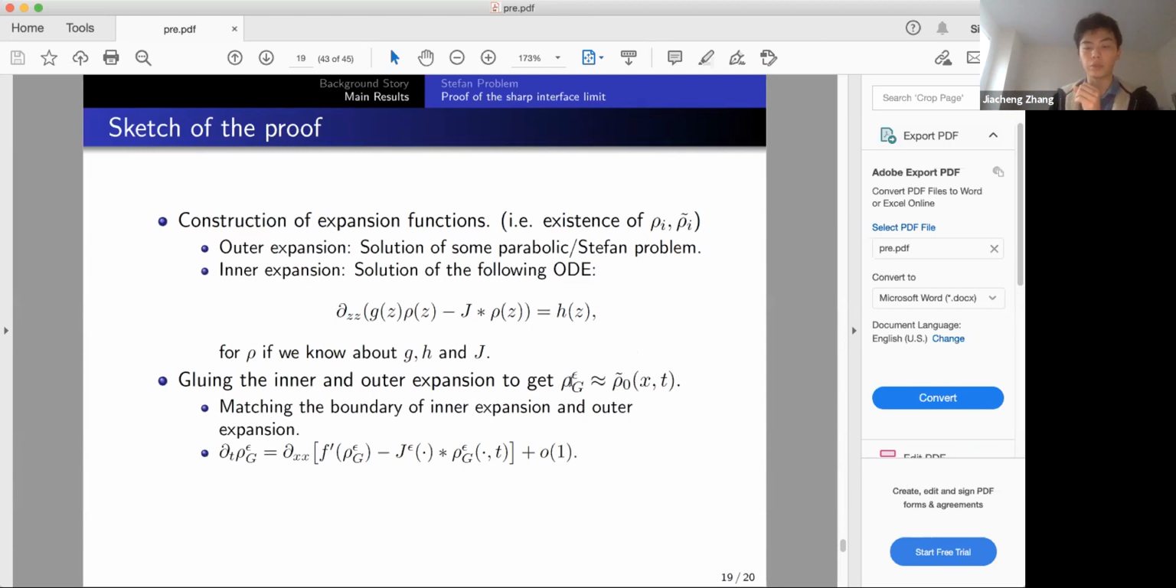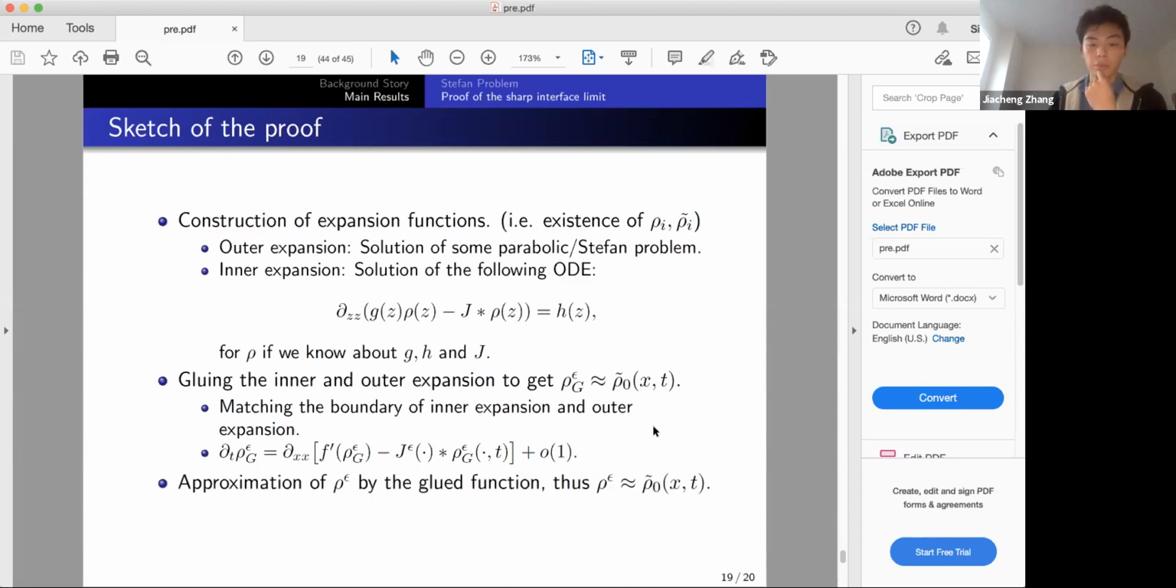So to have this glued function, for this inner expansion, we need the boundary to match the boundary of the outer expansion. So in here, we will need to match the boundary of the inner expansion and the outer expansion. And also for this glued one, if we plug it inside the non-local equation for the rho epsilon, it will be very much like this rho epsilon, except that it will have some error term. So these are some properties for the glued one.